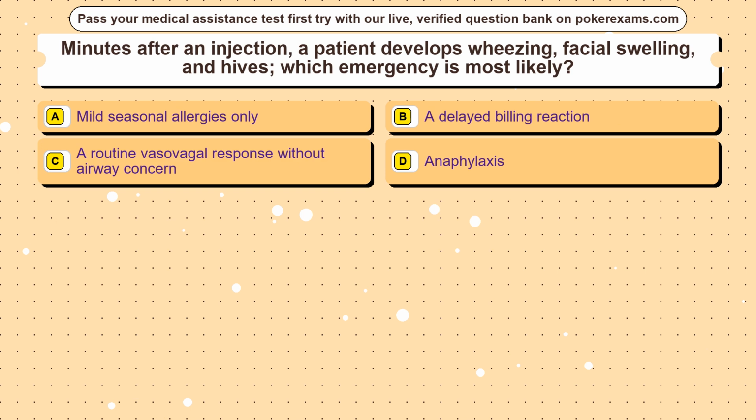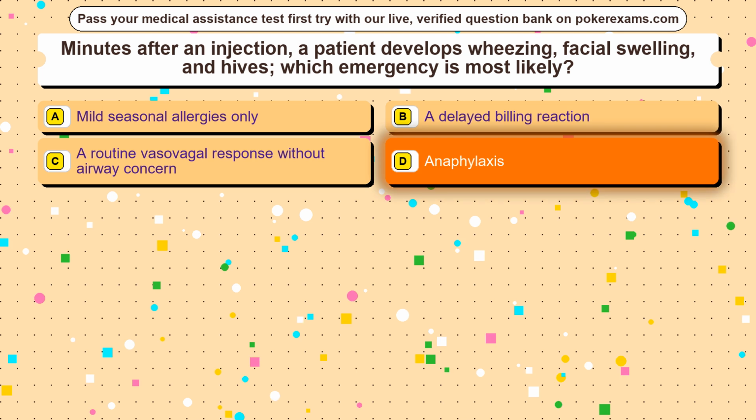Question 58. Minutes after an injection, a patient develops wheezing, facial swelling, and hives. Which emergency is most likely? Option A, mild seasonal allergies only. Option B, a delayed billing reaction. Option C, a routine vasovagal response without airway concern. Option D, anaphylaxis. The correct answer is option D, anaphylaxis.